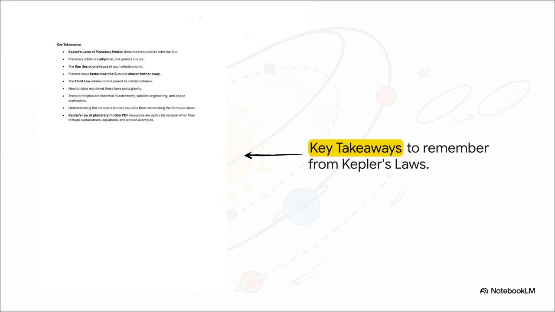Let's bring all these concepts home. Here are the absolute core takeaways that you need to remember. 1. Planets move in elliptical orbits with the sun at one focus. 2. They move faster near the sun and slower farther away. And 3. The length of a planet's year is deeply and mathematically tied to its distance from the sun.